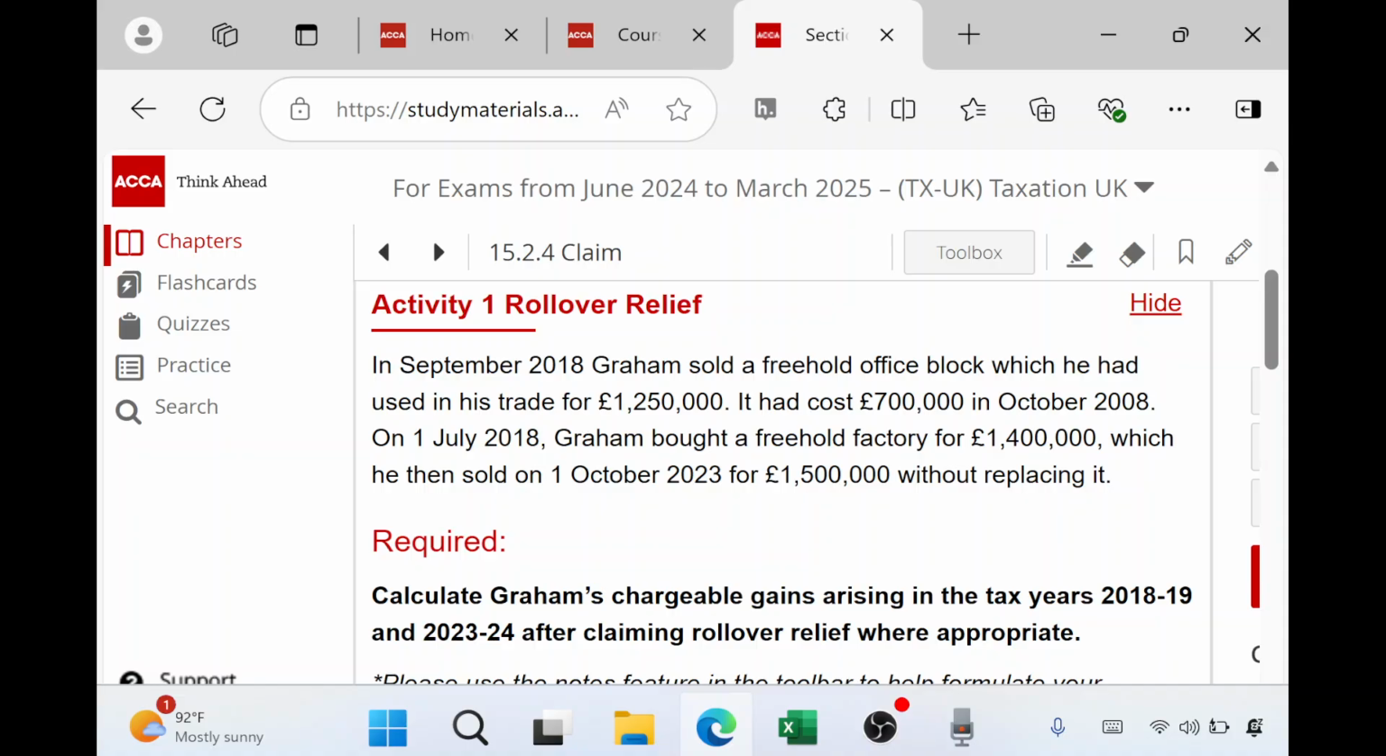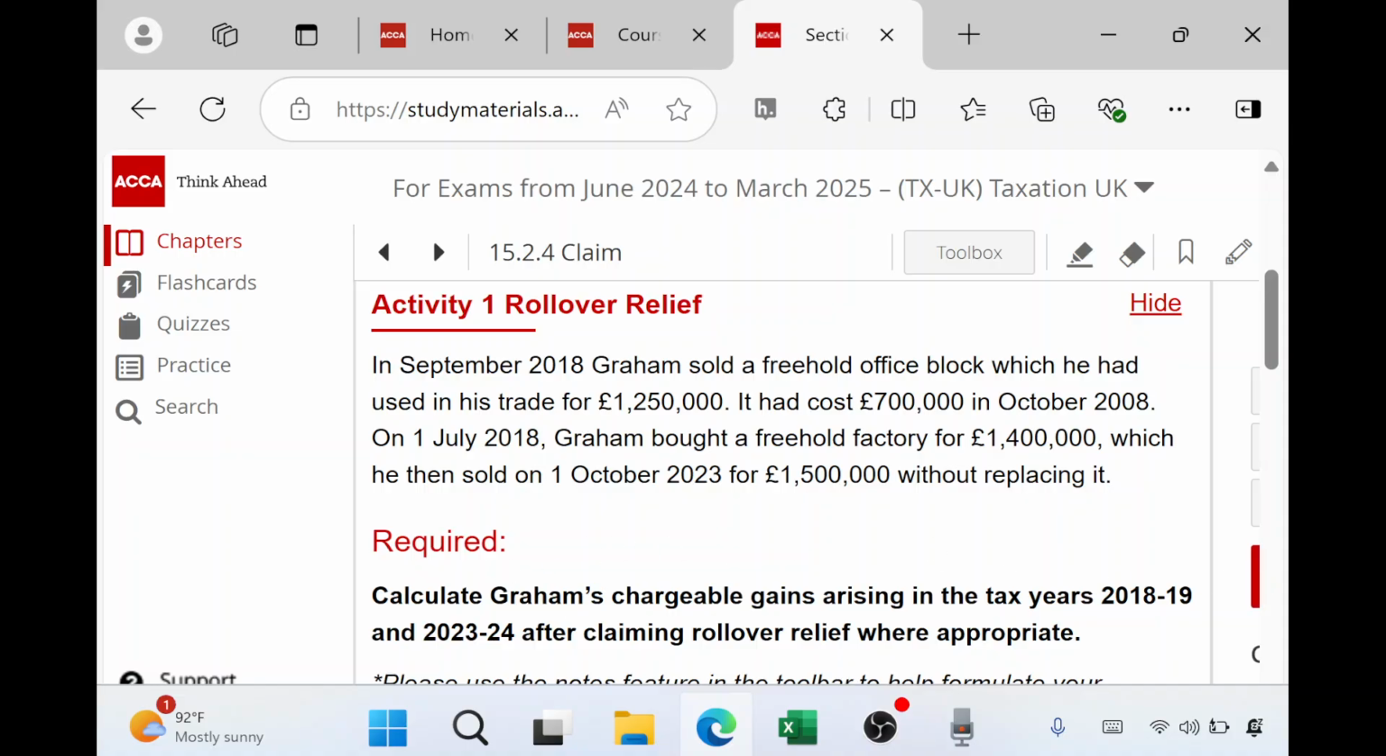In this particular relief, we're really talking about a gain that is deferred. In other words, it's delayed because of something that the trader or indeed the company has done. In other words, they've reinvested proceeds. So let's look at the requirement here.